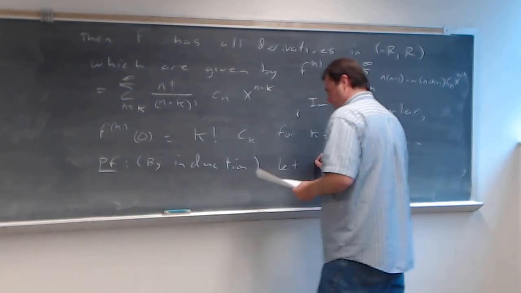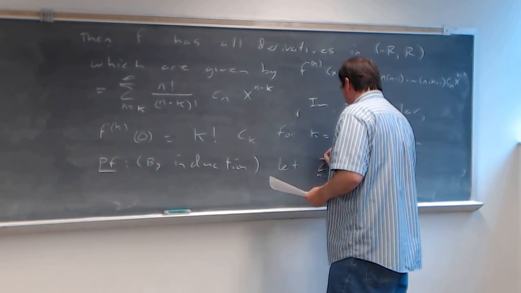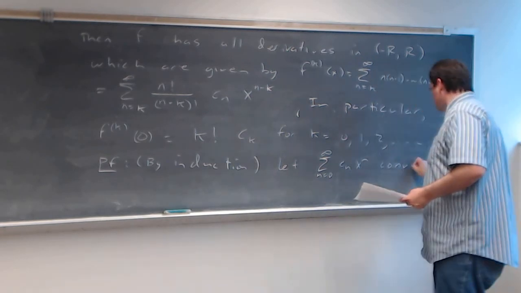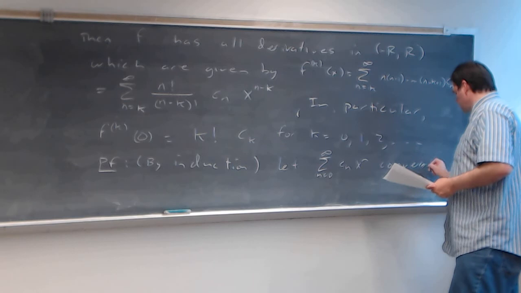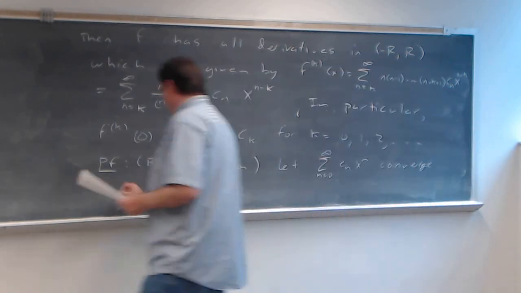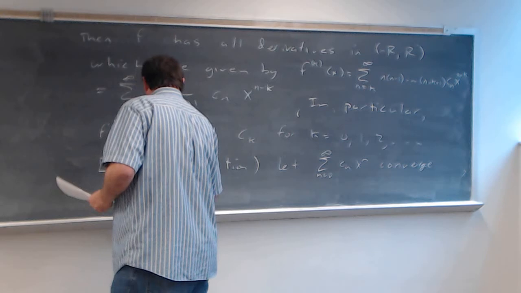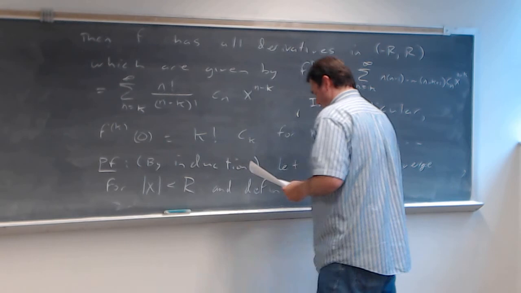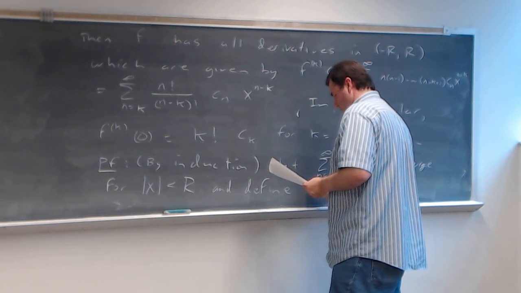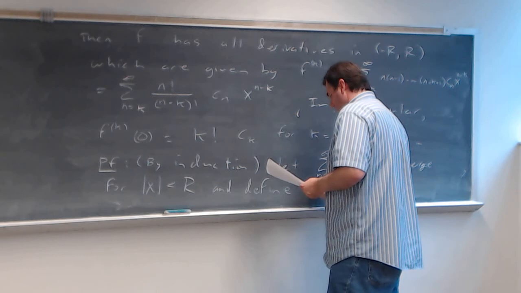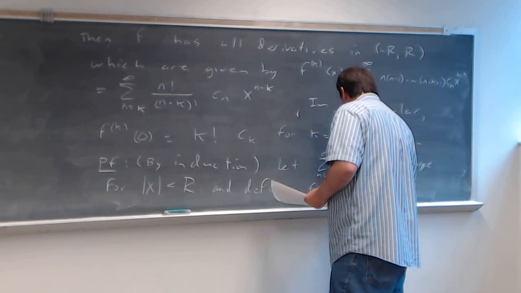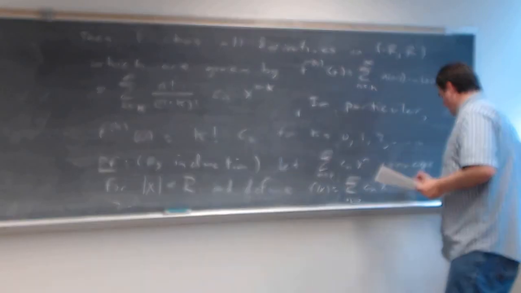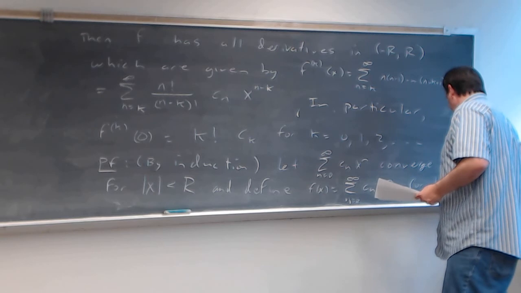So we're going to let the sum as n runs from 0 to infinity of c sub n x to the n converge for x less than r, and define f of x to be equal to the sum as n runs from 0 to infinity of c sub n x to the n, again for all x values so that their absolute value is less than r.